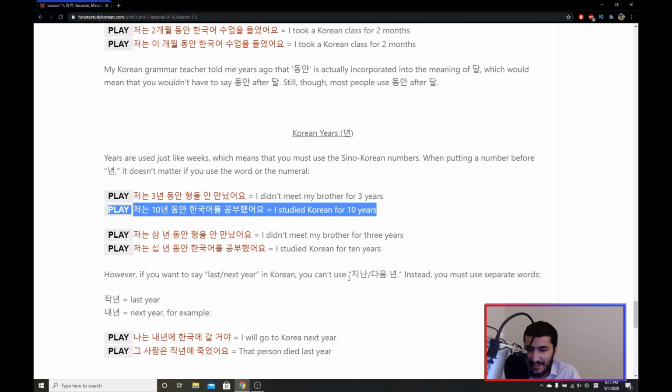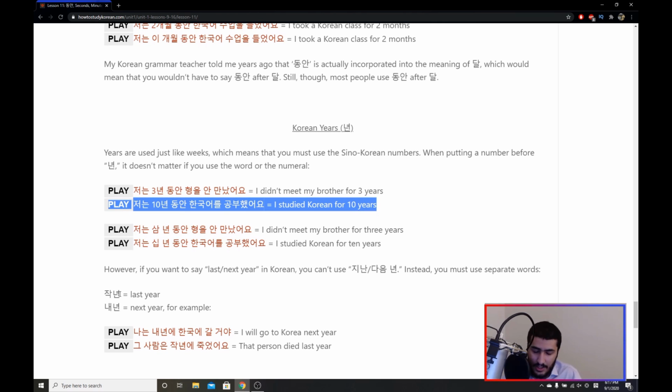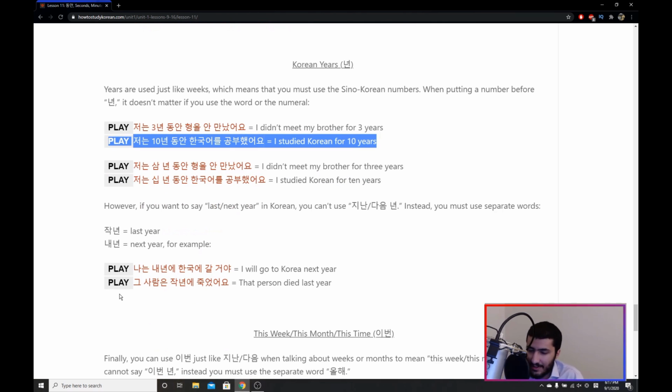However, if you want to say last year, next year, you would not use 지난 or 다음, or 지난 년, or 다음 년. You would use separate words. Remember these words. 작년, 내년, and then the word for this year, 올해. Alright, 나는 내년에 한국에 갈 거야. I will go to Korea next year.